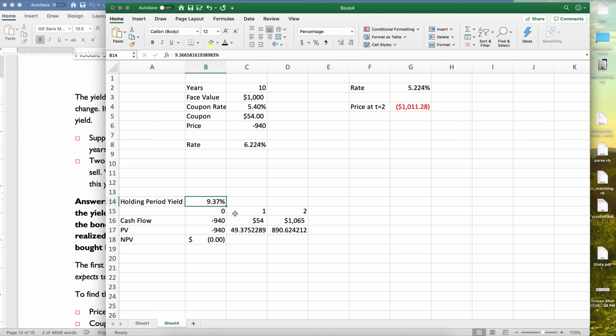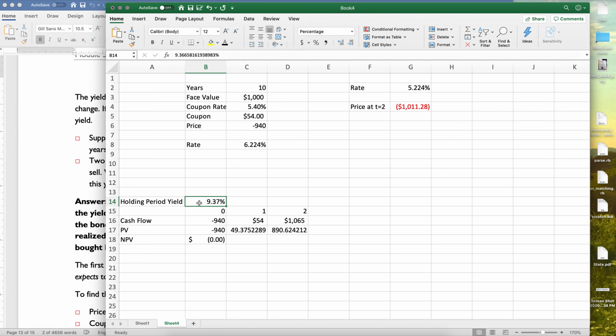The solution to this says essentially this. We bought the bond for $940 and the market yield was 6.224%. The interest rate went down, so the price of the bond went up. We sold the bond and made 9.37% as a result. And what that's essentially telling you is that if I had held the bond to maturity, I could have gotten 6.224%. I decided to sell it and I made 9.